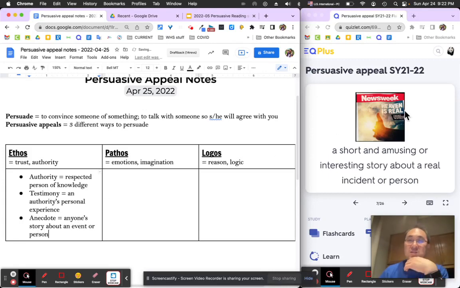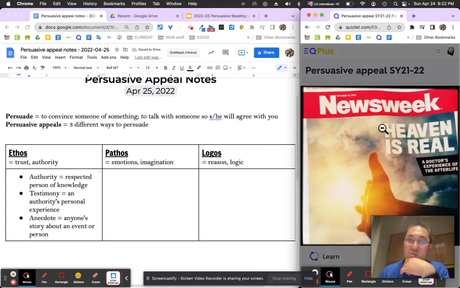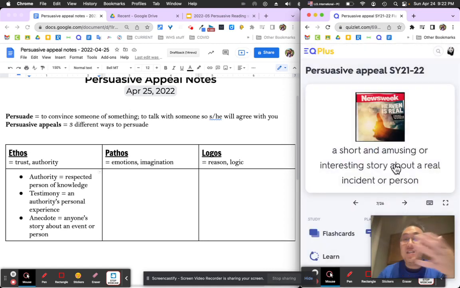So for an anecdote, you could see here that this magazine said, "Heaven's real. Here's a doctor's experience of an afterlife." So not only do you have a doctor, who is an authority, but it's his anecdote. It's his story about how he died, he saw heaven, and he came back to life.